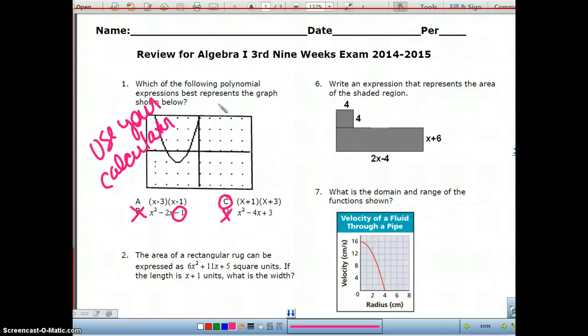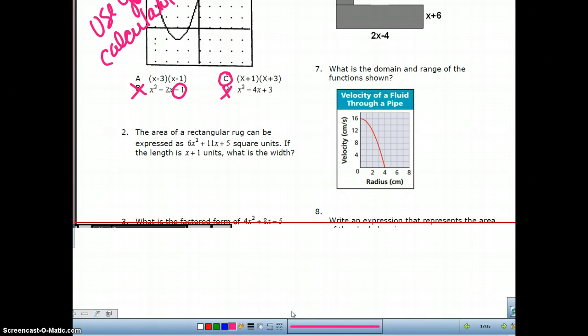All right, number 2, ready? The area of a rectangular rug can be expressed as 6x squared plus 11x plus 5 square units if the length is x plus 1 units. What is the width? Well, we first have to know that the area of a rectangle is equal to length times width. So then we're going to take the area, 6x squared plus 11x plus 5, and set that equal to x plus 1, times what?